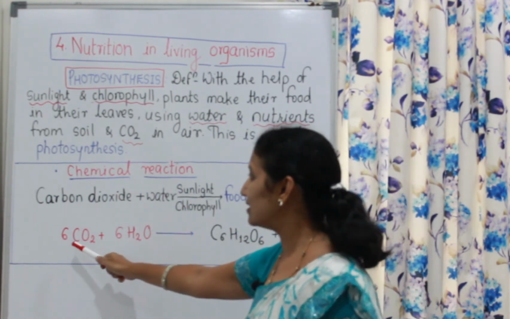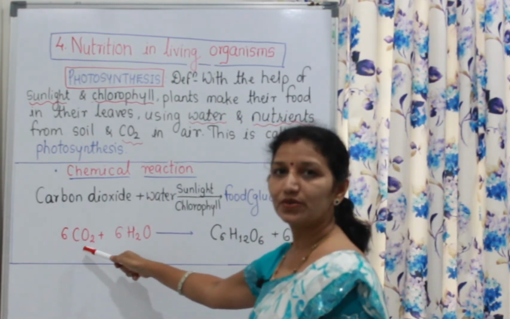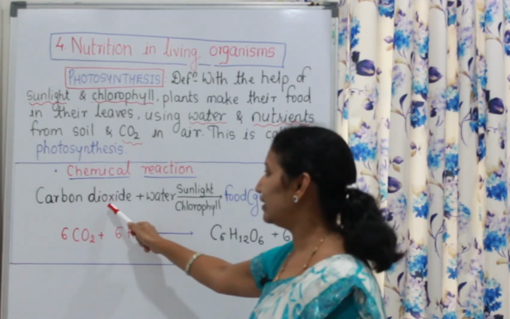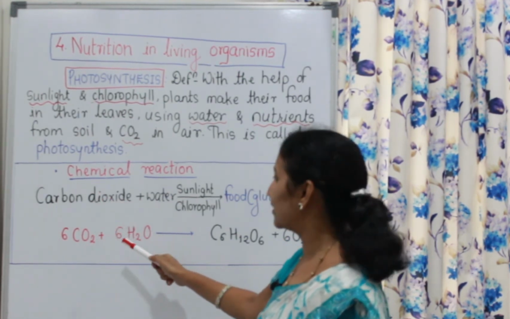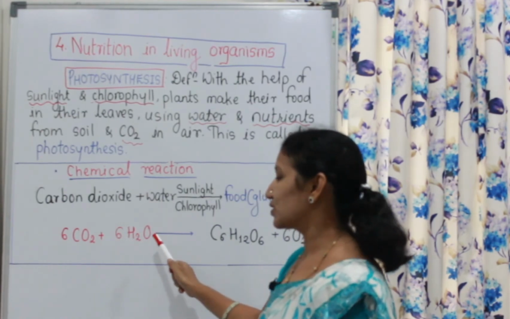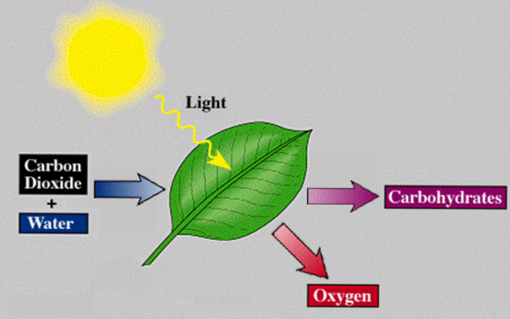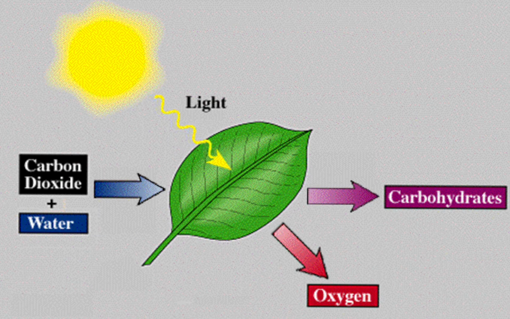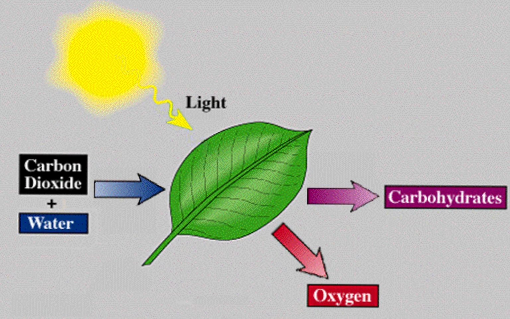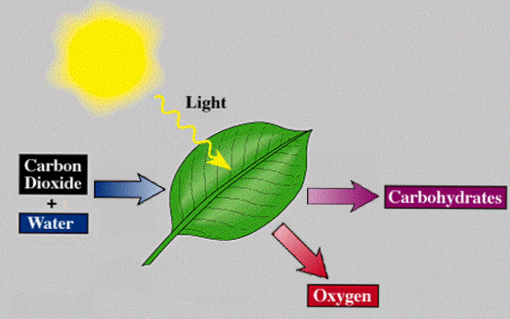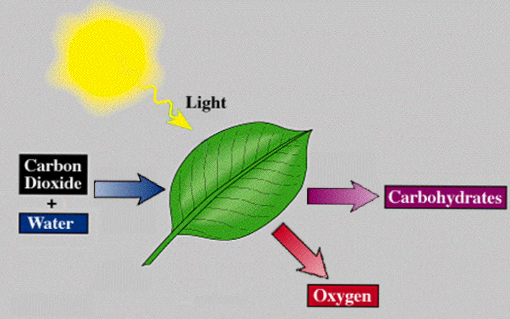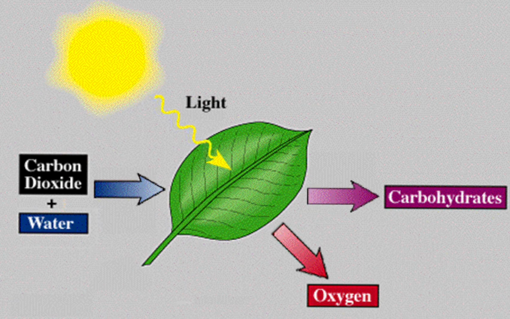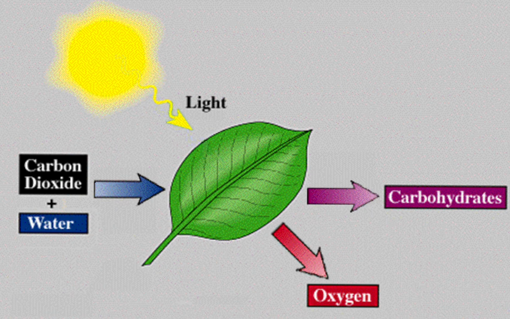The molecular formula is like this: 6CO2. CO2 stands for carbon dioxide; it is the molecular formula of carbon dioxide. Then 6 molecules of water, H2O. And what are the products from these reactants? C6H12O6. C6H12O6 is the chemical formula or molecular formula of glucose, plus 6 molecules of oxygen, which are released.